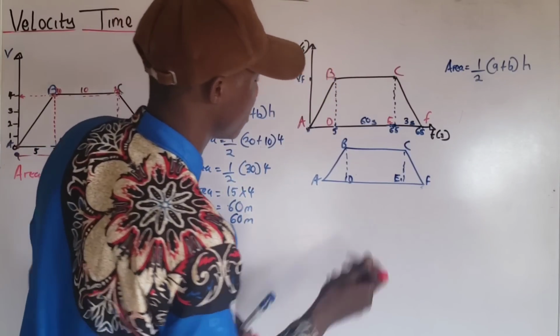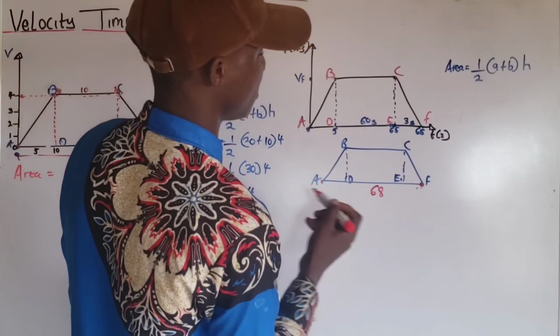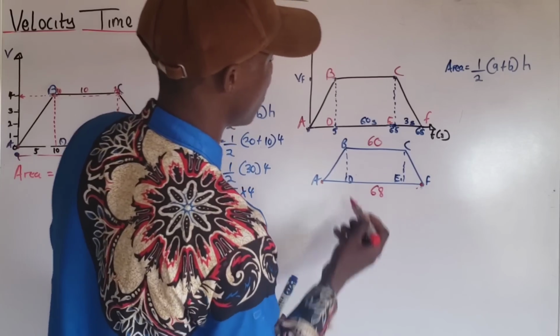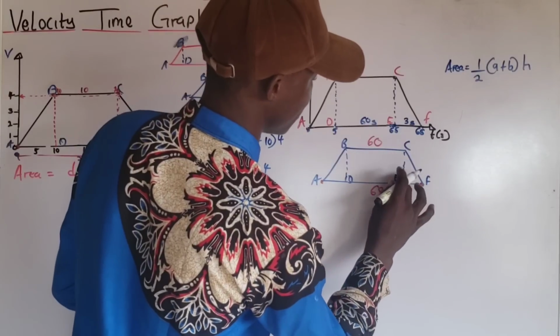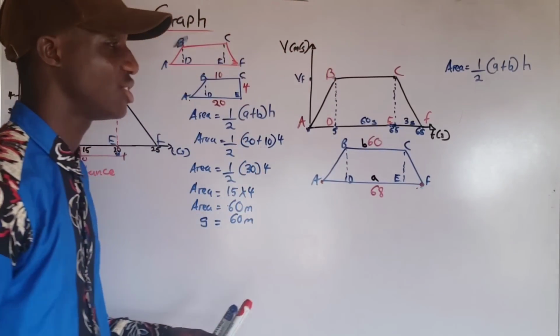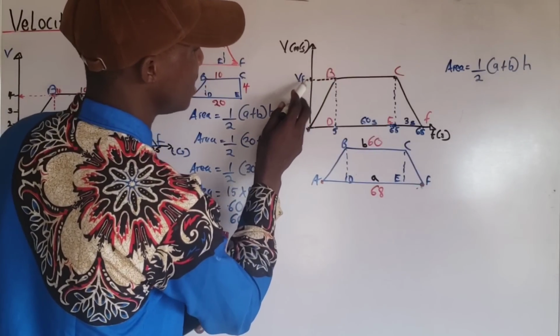From this point to this point is 68. From this point to this point is 60. This is a, and this is b. Now, we need the h. The h is the velocity. The velocity that we need is Vf.